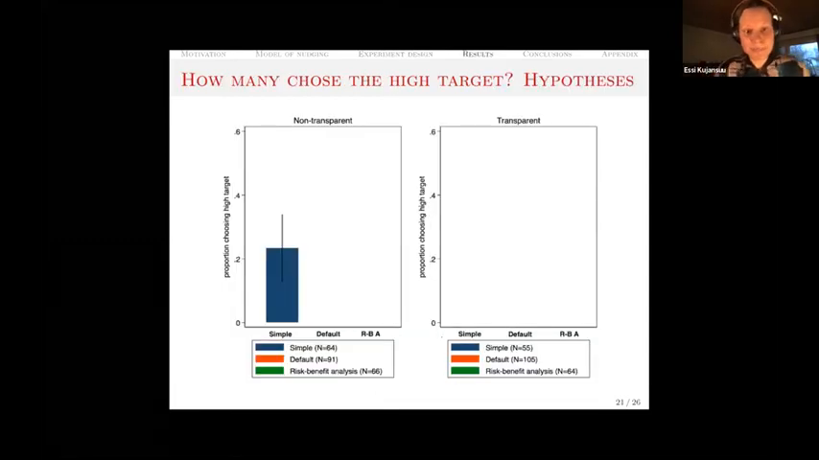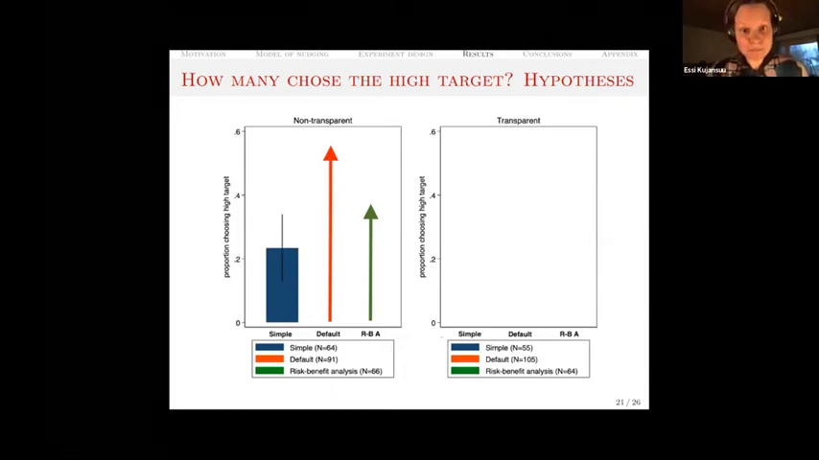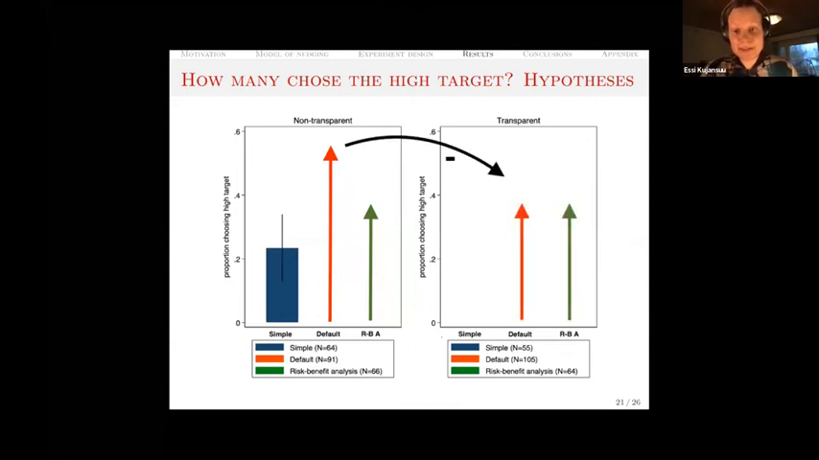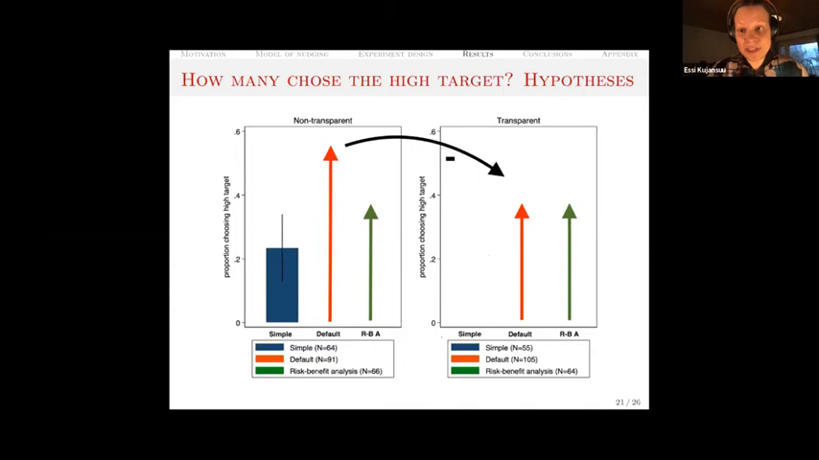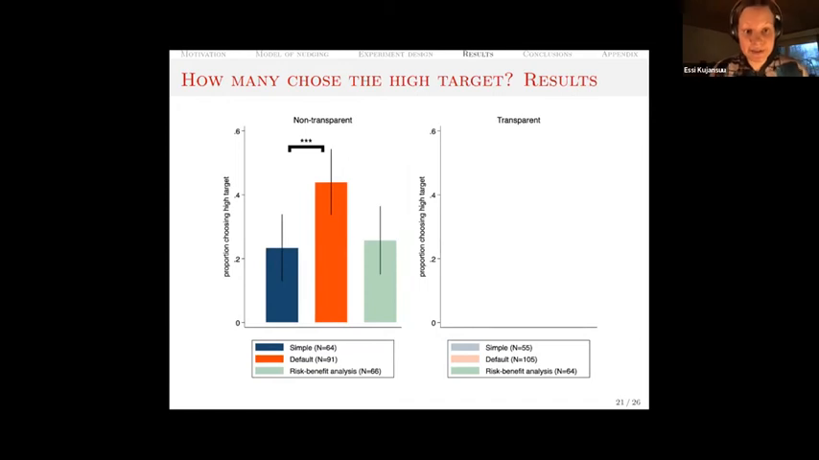Right, to the results. So in the baseline, a little over 20% choose the high target in the simple case where they are not pushed to choose anything. The hypothesis is that the default nudge is going to increase this choice by a lot, and the risk-benefit analysis is going to increase it somewhat. And with transparency, we expect that the impact of the default is reduced, but with the risk-benefit analysis, it stays the same.